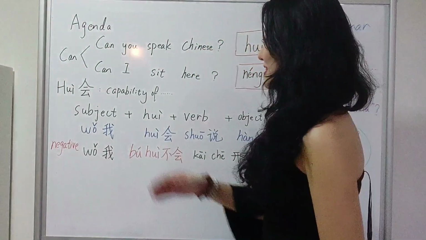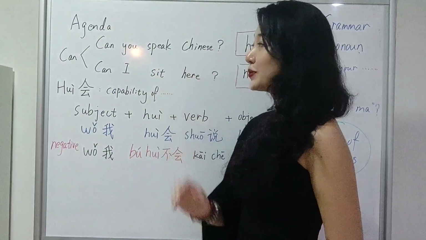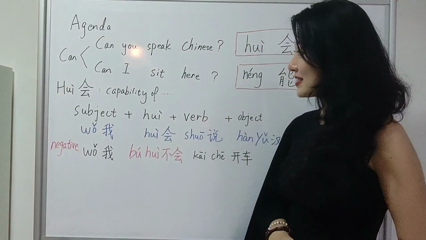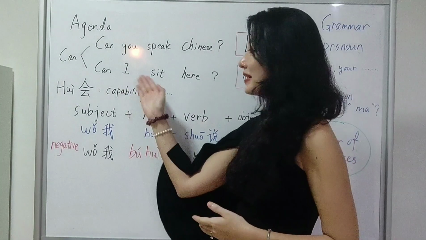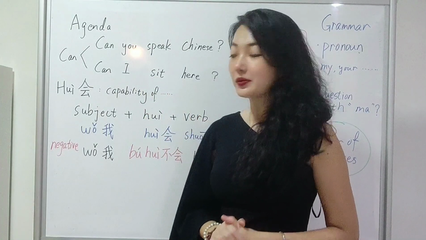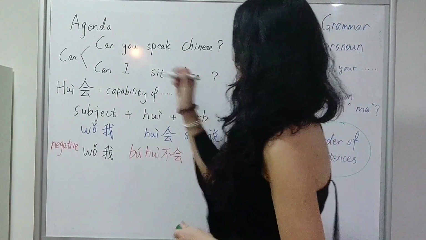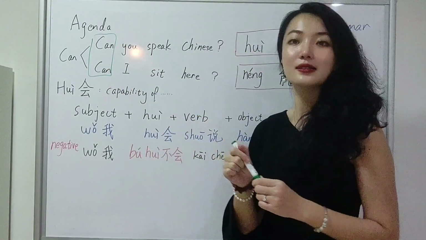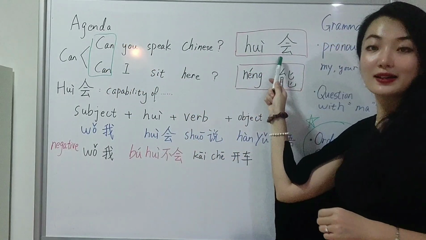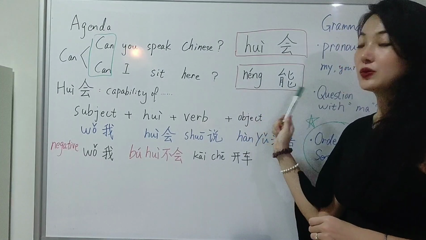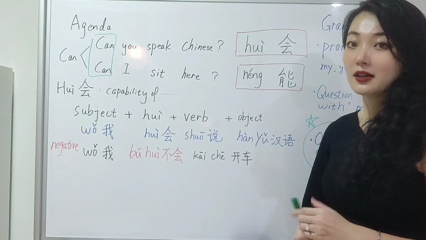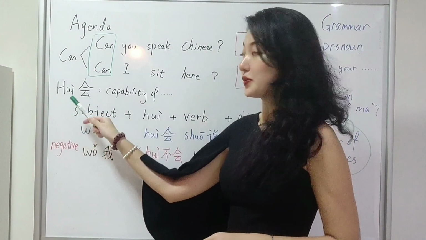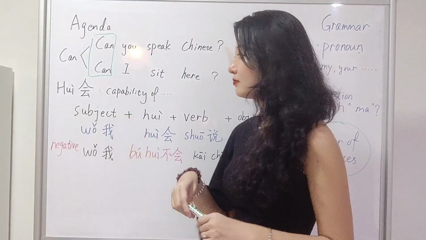The first point is can. There are two example sentences. One is, can you speak Chinese? The second one is, can I sit here? Although in English they share the same can, in the first sentence, we need to use hui as can. In the second, we need to use neng as the can. Then what's the difference? Let's have a look at the first can, which is hui.